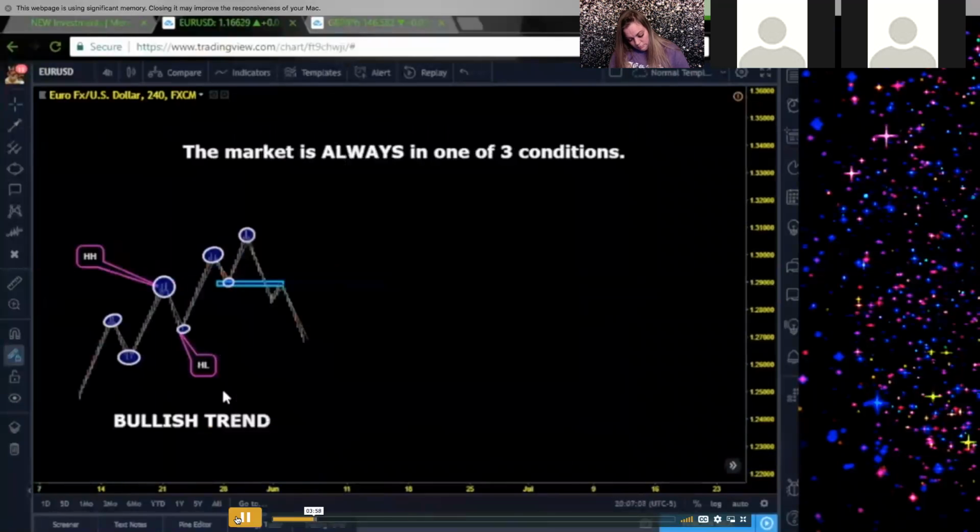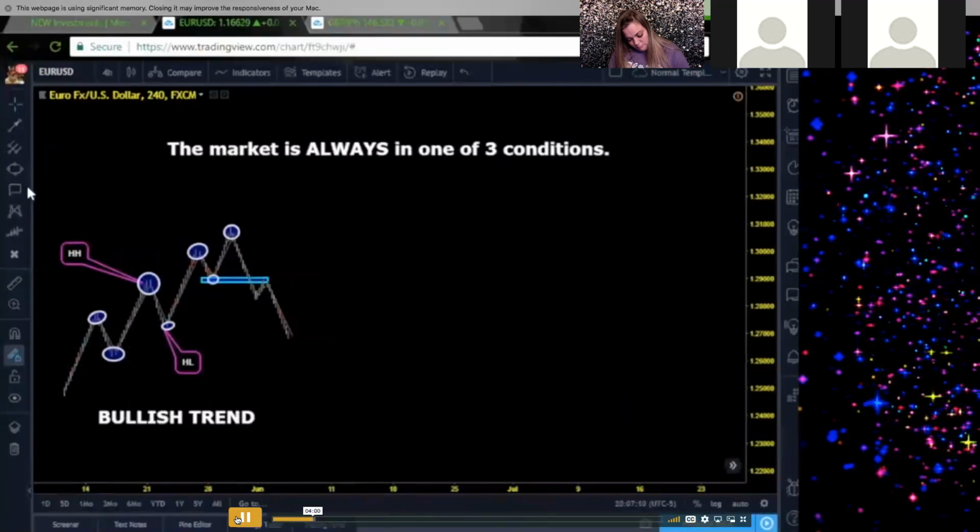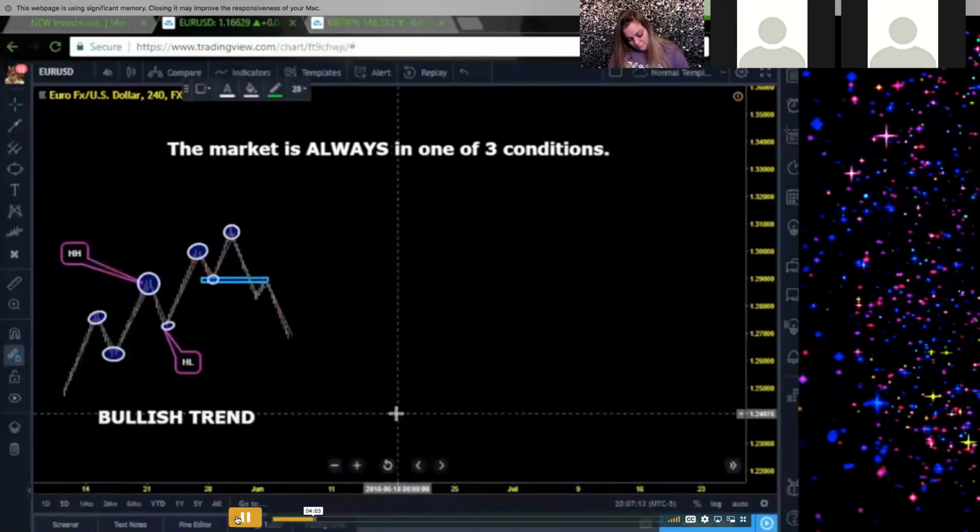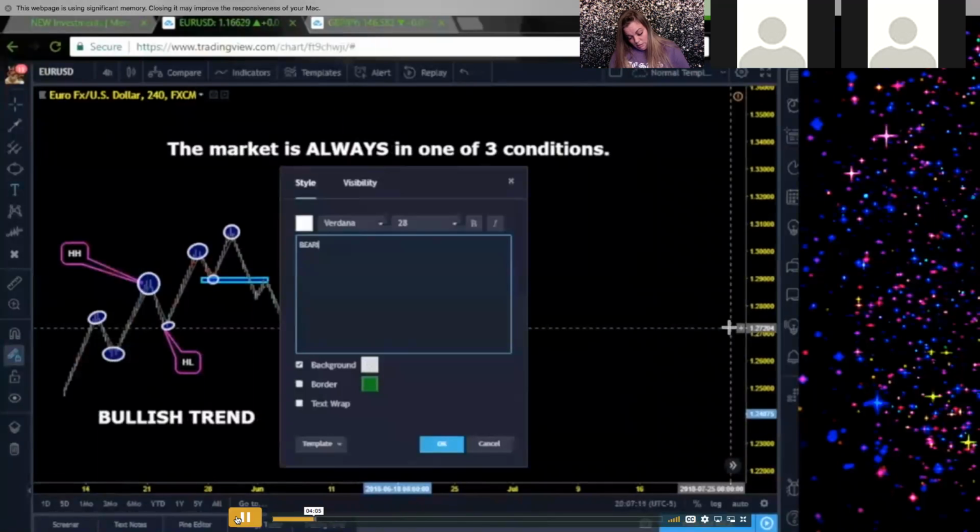So, guys, that is a bullish trend. Now, the second condition you can have in the market is a bearish trend, okay?